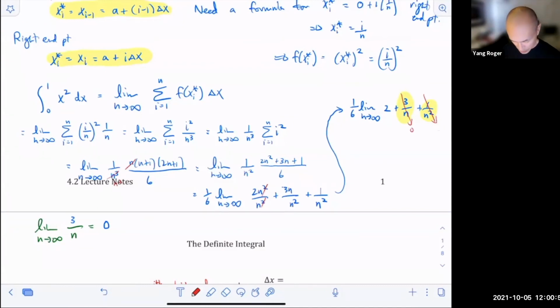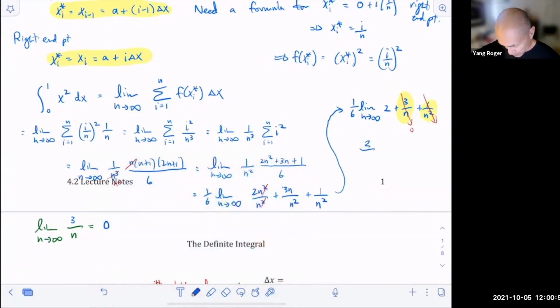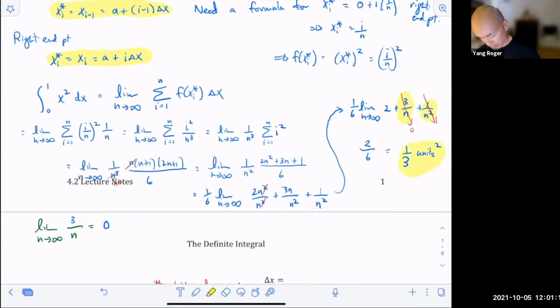So in the end, we're just left with 2/6, which is equal to 1/3. So your answer is going to be 1/3 units squared. And that's going to be your final answer. Does that make sense for everybody? Does anyone have any questions for me about this?